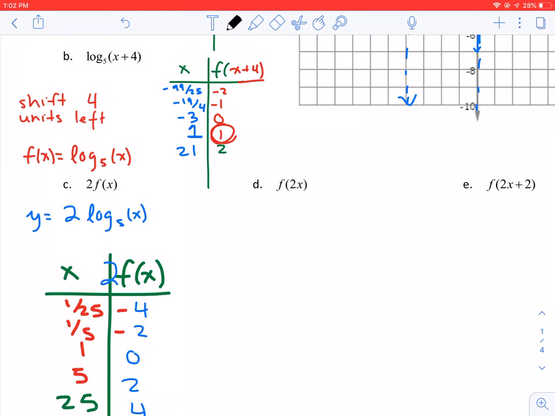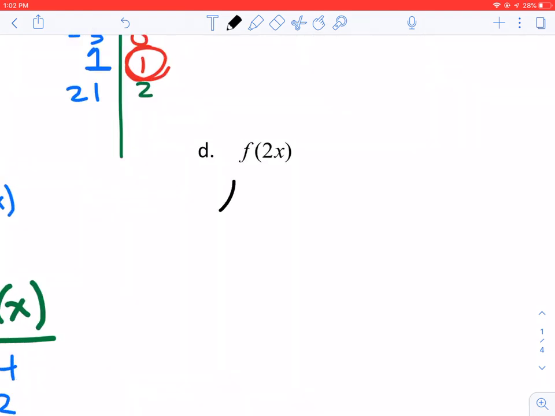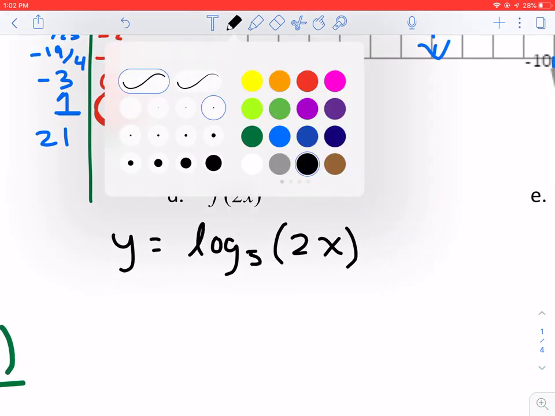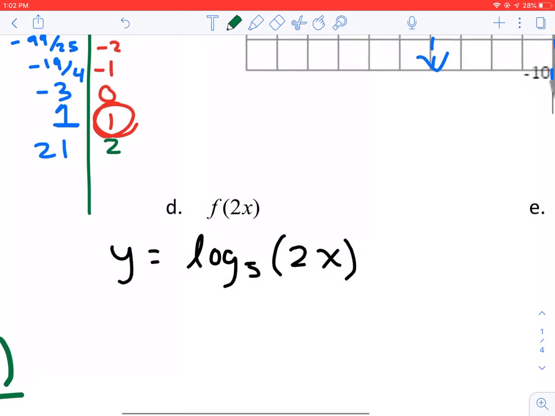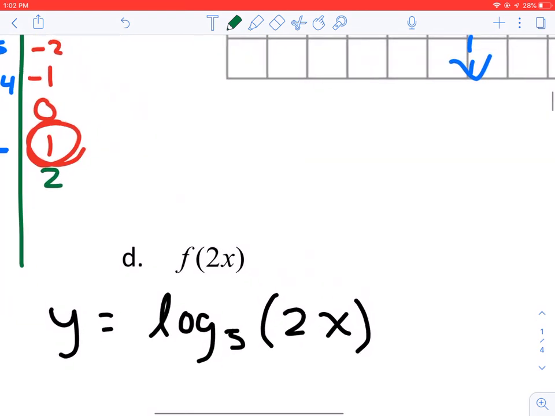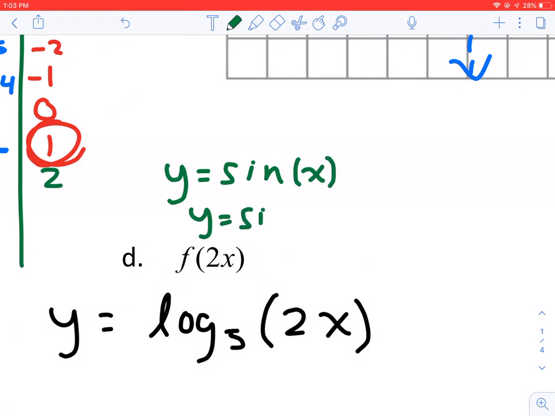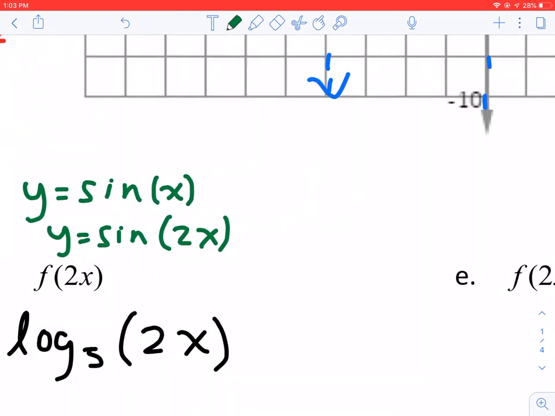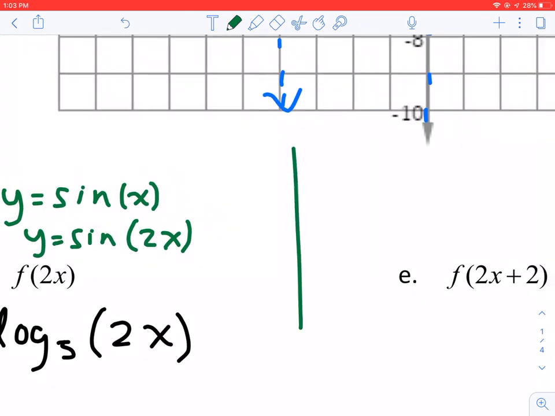All right, when we do f(2x), now we're changing the inputs. It's log base 5 of 2x. For this, it probably helps. We didn't really do too much of this, but this is going to be a horizontal kind of transformation. We did it with trig functions. So remember y equals sine x. When we graph y equals sine of 2x, that was a frequency transformation, as you all know. Well, maybe you used to know. I'm thinking a lot of people forgot how to graph trig functions.